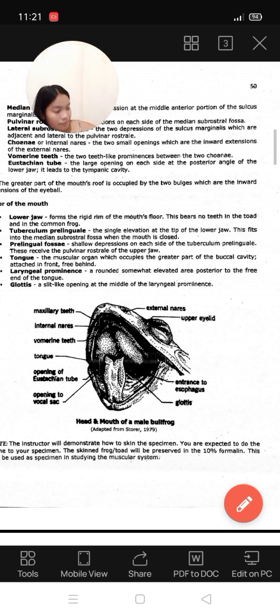Next is prelingual fossae. Prelingual fossae are shallow depressions on each side of the tuberculum prelingual. These receive the pulvinar rostral of the upper jaw. So, the prelingual fossa is a depression on either side of the tuberculum prelingual where the pulvinar rostral of the upper jaw fits. The tongue occupies the central and greater part of the floor of the oral cavity. Next is tongue.